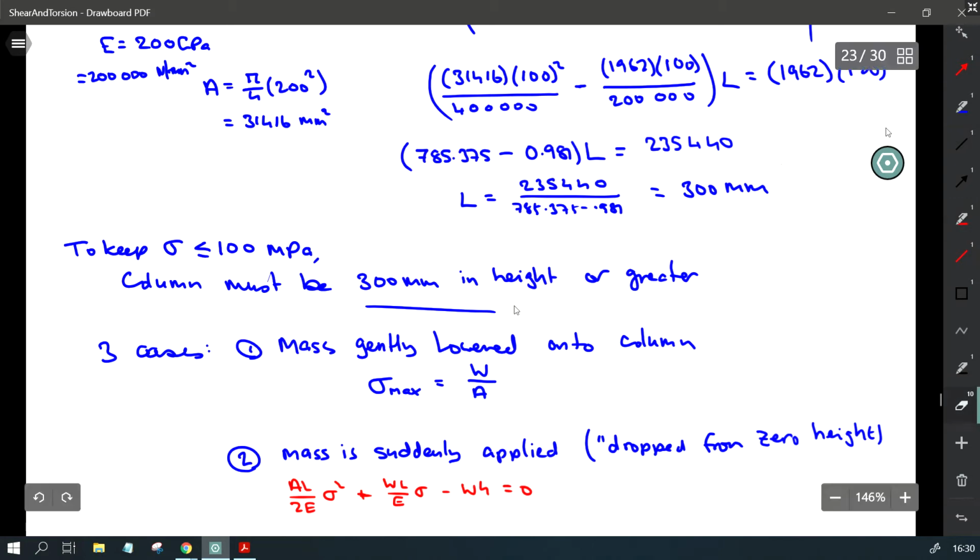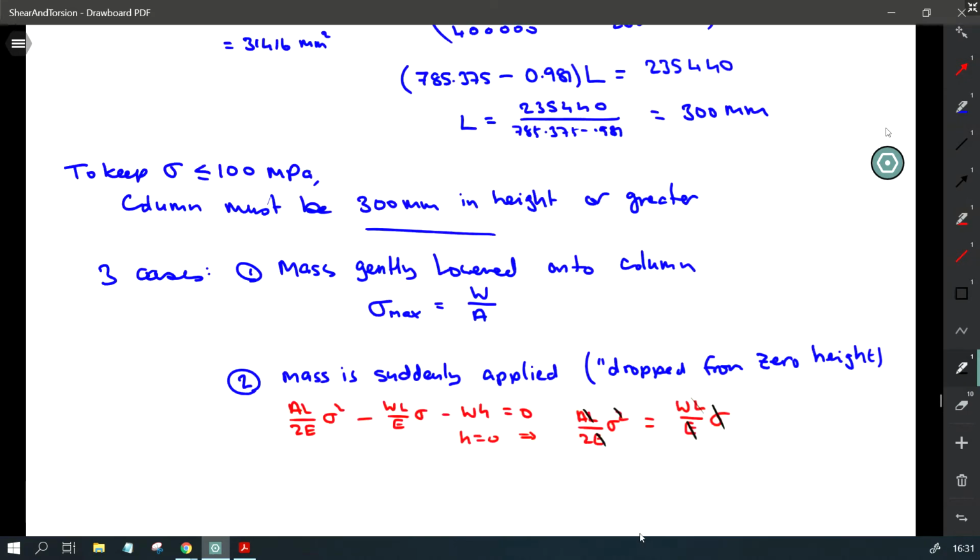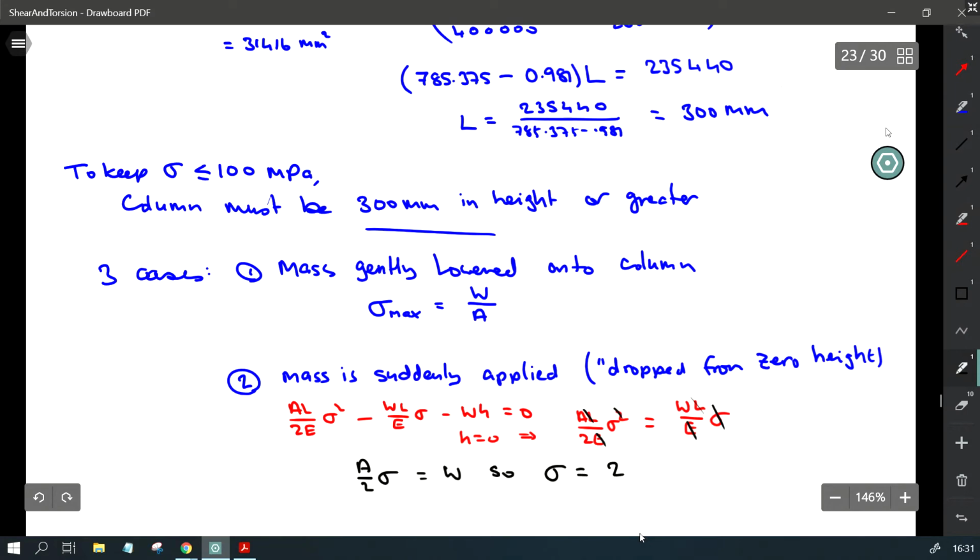So we just get AL over 2E times sigma squared, WL over E times sigma. Cancel a few things there. So we get A over 2 times sigma is equal to W. So sigma is equal to twice W. So it's twice the static load.